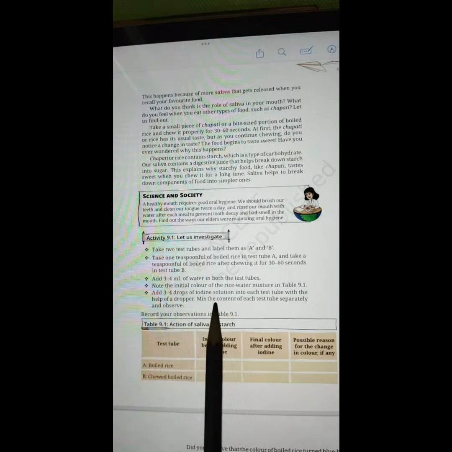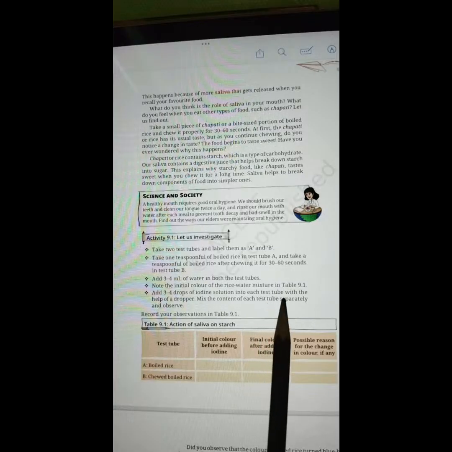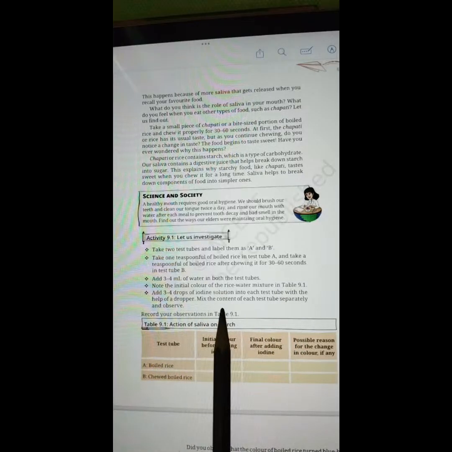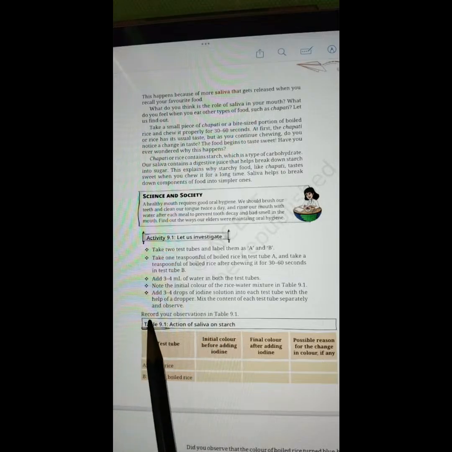Note the initial color of the rice water mixture in table 9.1. Add 3 to 4 drops of iodine solution into each test tube with the help of a dropper. Mix the contents of each test tube separately and then observe again.